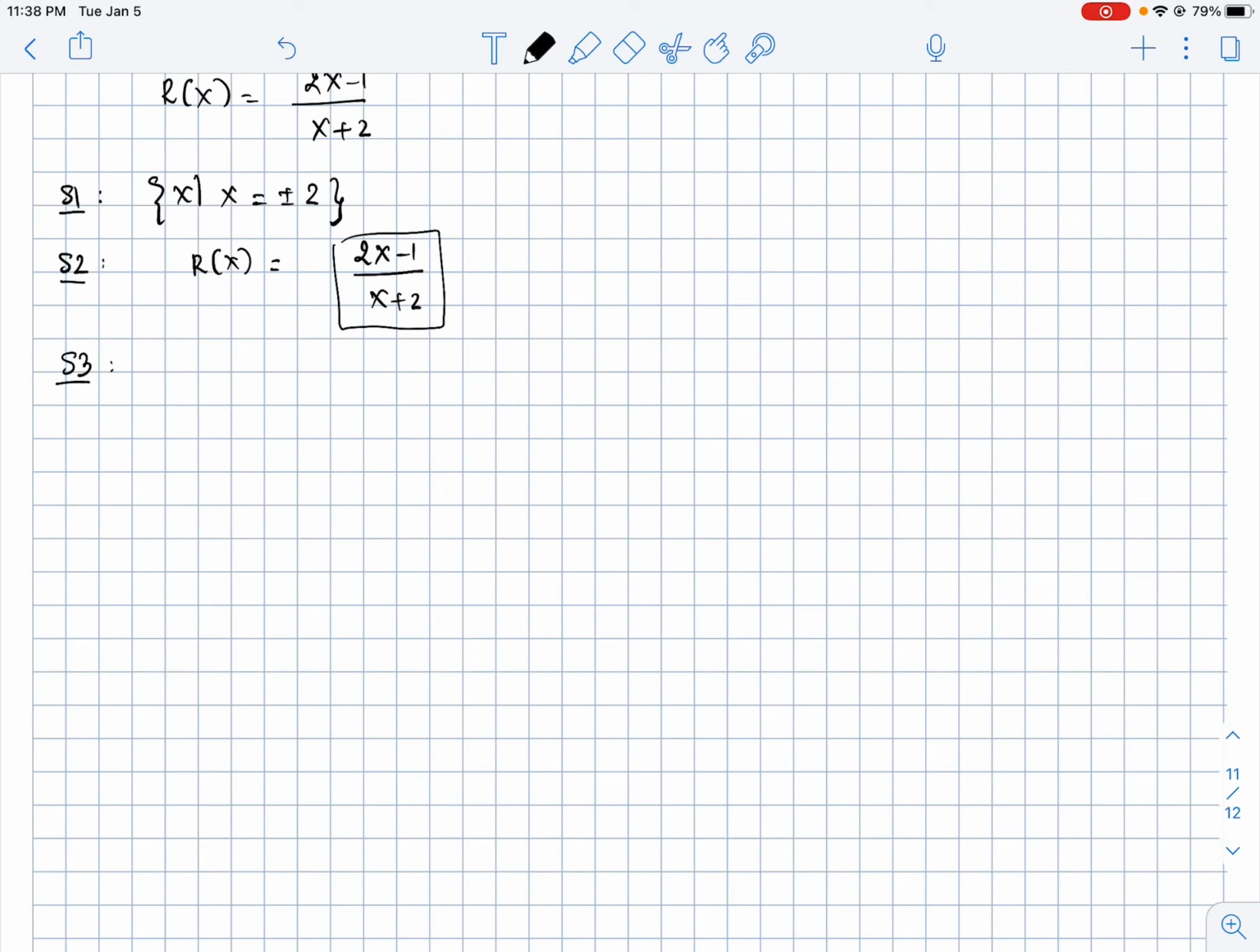Step number 3, we will find the vertical asymptote. For the vertical asymptote, we will set the bottom equal to 0 and we solve for x. So the vertical asymptote is x equal to negative 2.